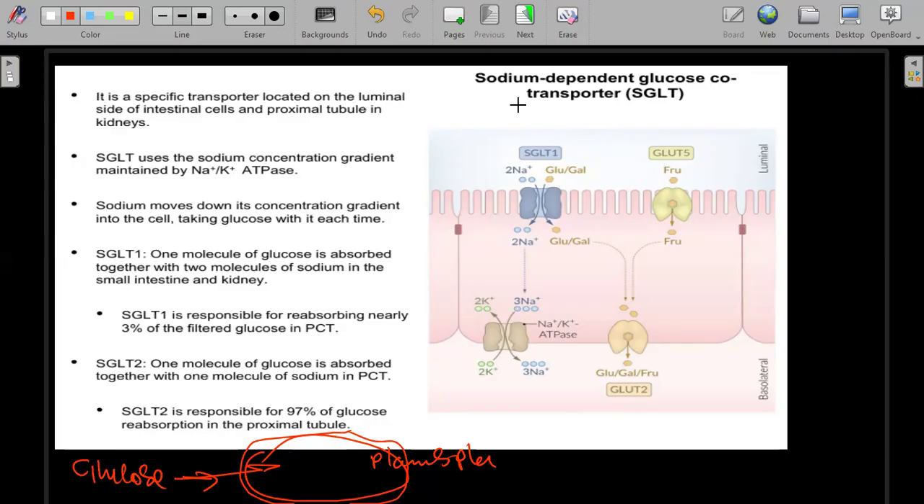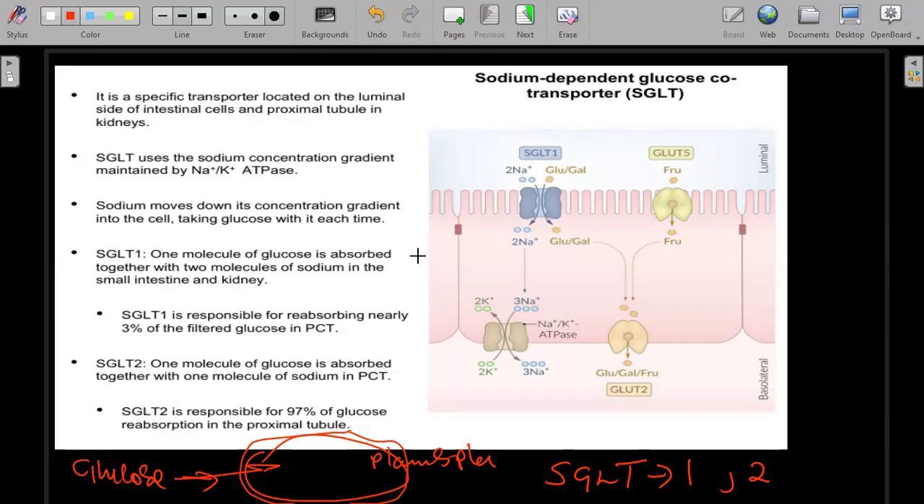Okay, so one of the types of transporters we use to move the glucose molecule from the outside to the inside is what we call the sodium dependent glucose co-transporter, which is the SGLT. So there are two types of SGLT. You have SGLT1 and SGLT2. These are the types of the transport mechanism used to move the glucose molecule from the outside to the inside.